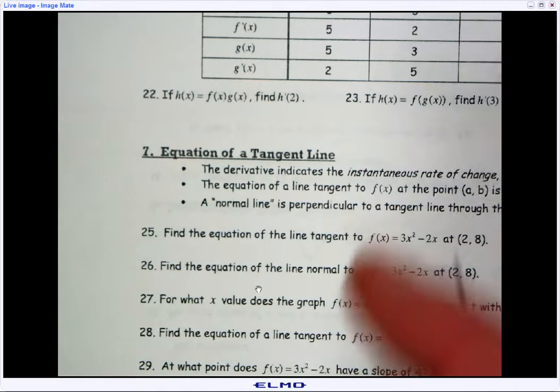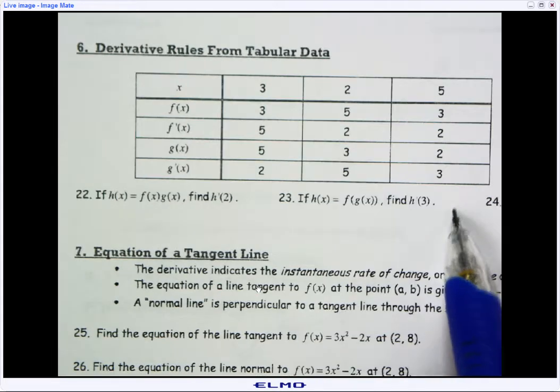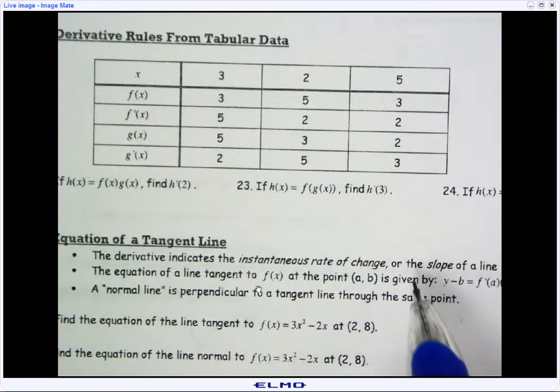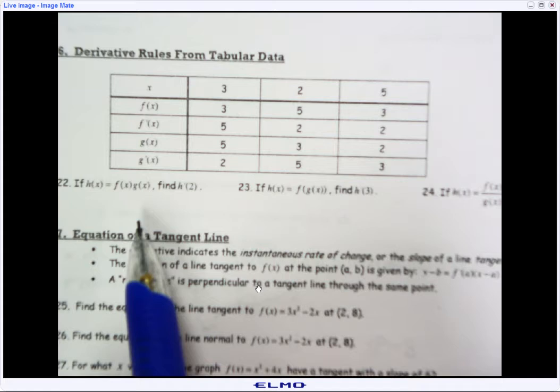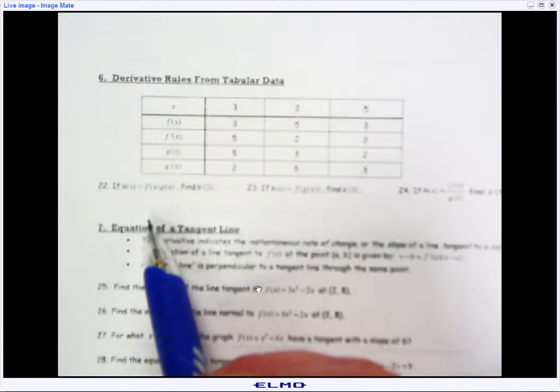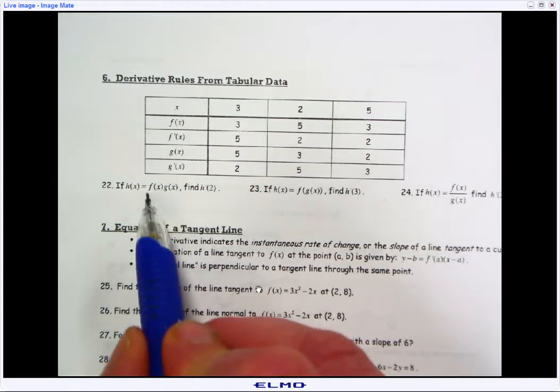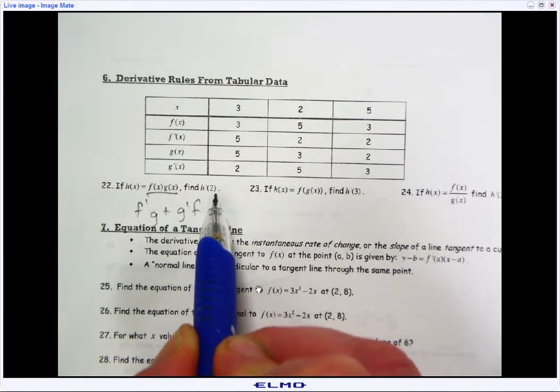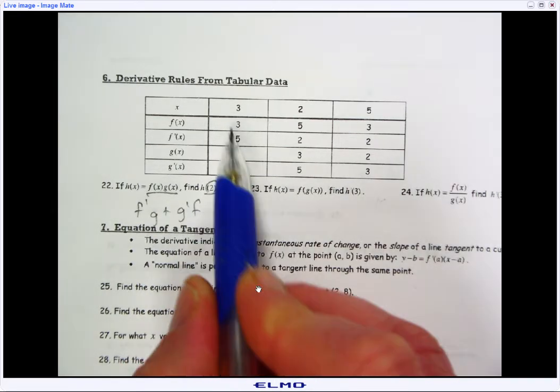Okay, rules from a table. So rules from a table, ignore the table, do the property, and then go back and plug these in. We did do quite a few of these. So do the product rule, f prime g plus g prime f, and then plug in 2, and then you can get your values from the table.